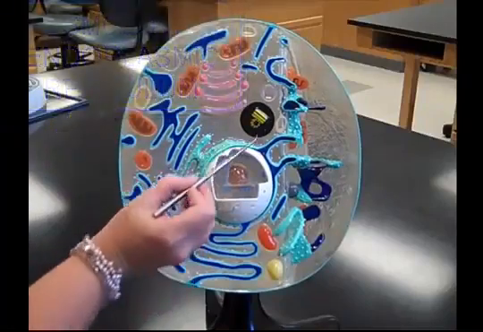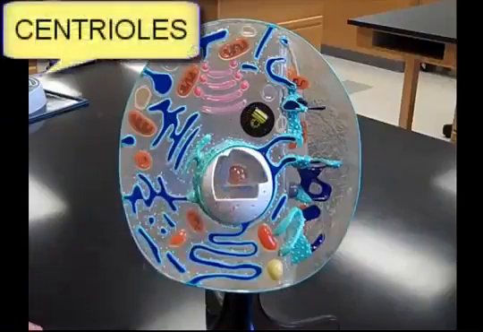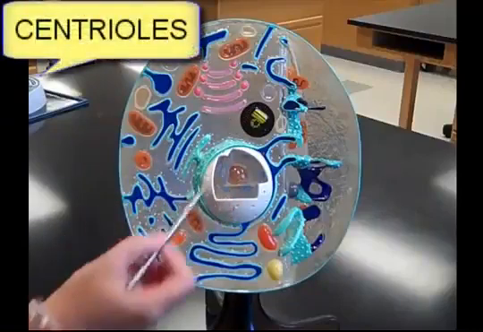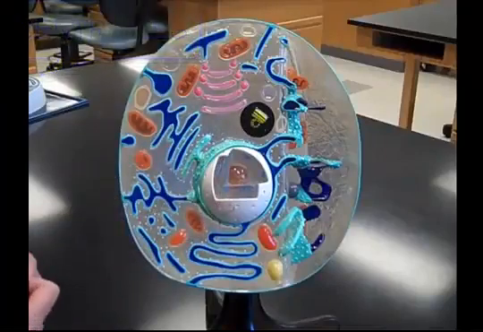We see also near the nucleus a paired structure. These are the centrioles. There are always two of them. They're always at right angles to each other, and they're always located relatively close to the nucleus. Those are involved in cell division.